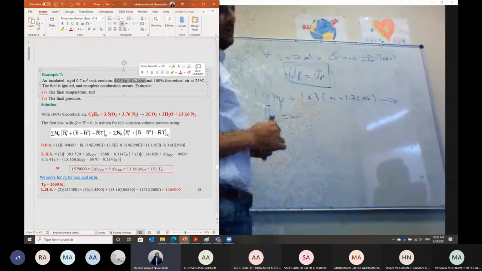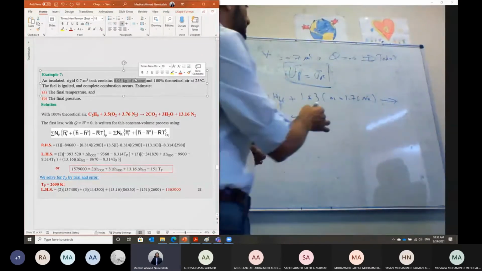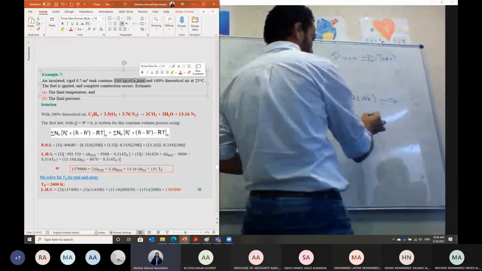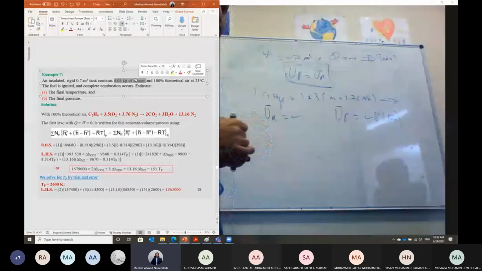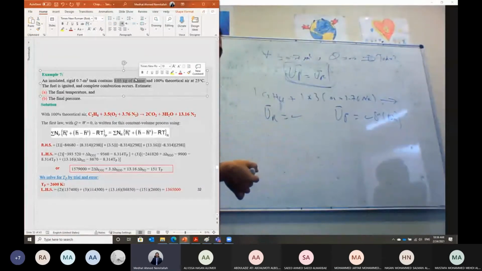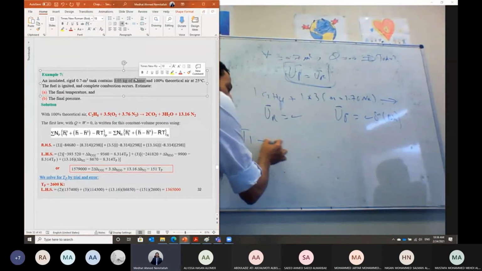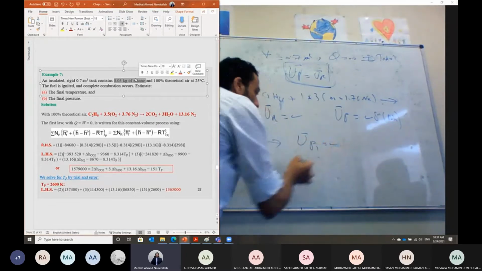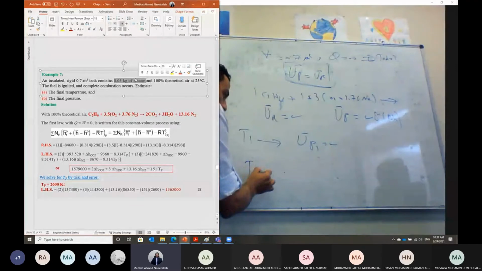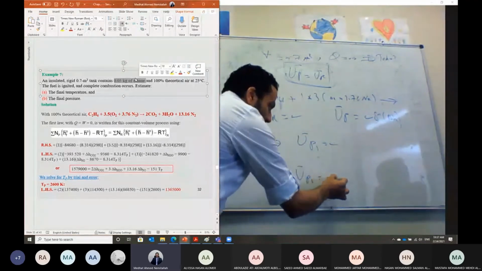We have the temperature, but we cannot calculate the enthalpy of the product in this case. Still, it is a function of delta H of all components. Then we'll make an assumption: at temperature T1, we can calculate U product 1, and at temperature T2, we can calculate U product 2.